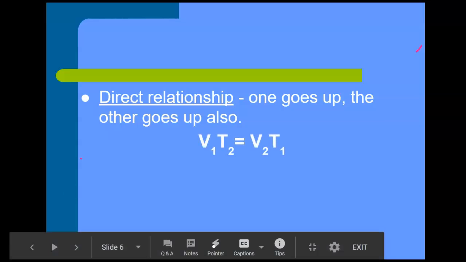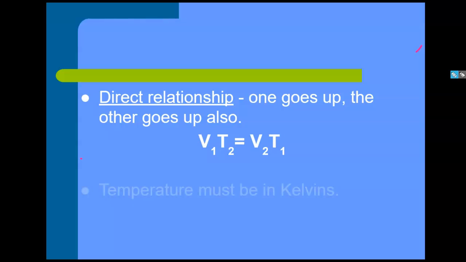So Charles' law is a direct relationship, and our equation can be shown as V1 times T2 is equal to V2 times T1. Now, some things that we need to remember about this is that temperatures must be in Kelvin, but this equation can also be written as V1 over V2 is equal to T1, remember it's in Kelvin, over T2, remember it's in Kelvin. And I find this way of showing that same equation a little bit easier to remember. So go ahead and make sure you write both equations in your notes.